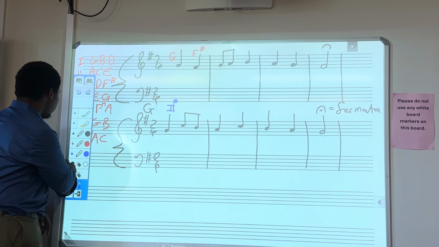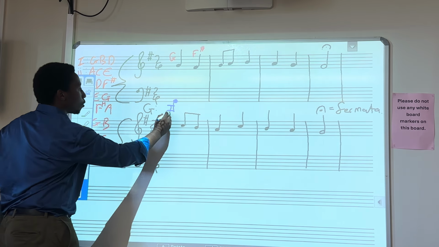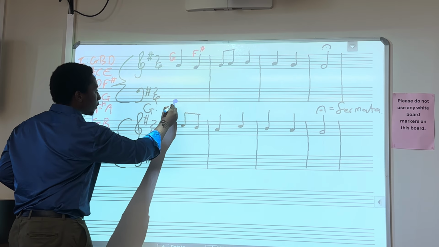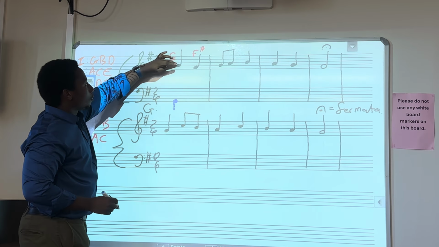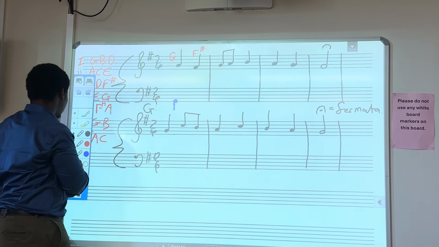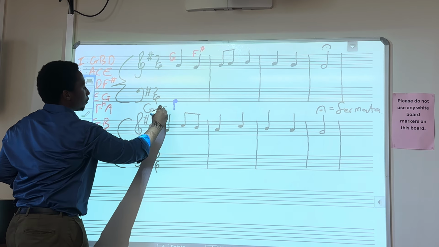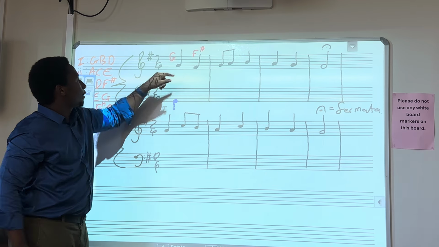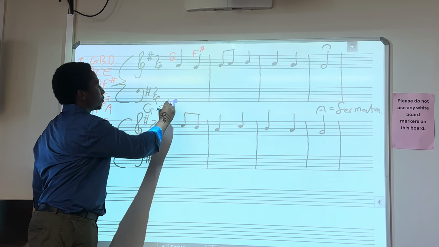Most importantly, please know where the stems go. If that is wrong, the whole thing is wrong. So please, stems go down opposite, and then inside they face each other. So G and G sorted.